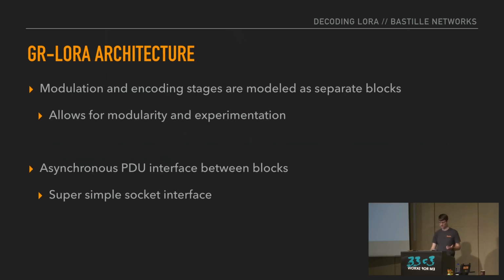So my GR LoRa implements modulation and encoding in separate blocks so that you can be modular and experiment. So if you want to have a common two-layer forward error correcting scheme for better resiliency, you can write that in without having to touch the demodulator. It's all decoupled for you. Also, there's a very simple asynchronous PDU interface for passing data between the blocks. And you basically write to it just using WebSockets, which is really easy. I'll demonstrate in a minute.